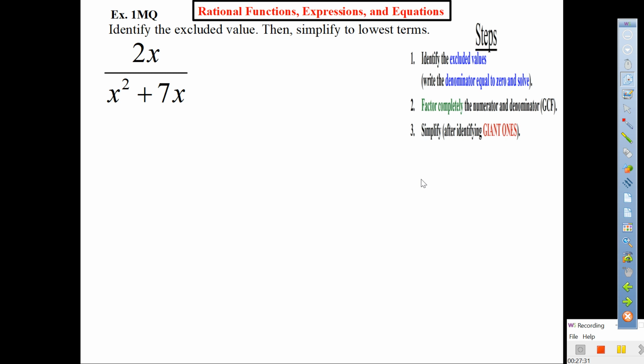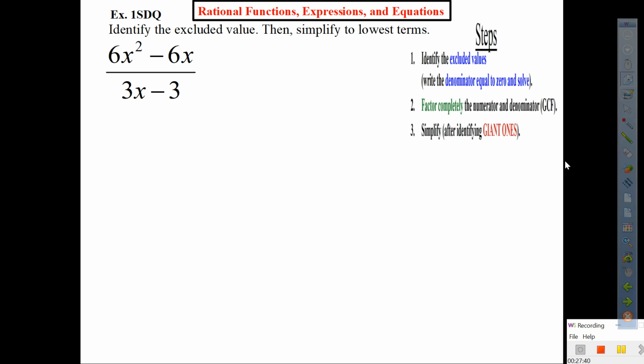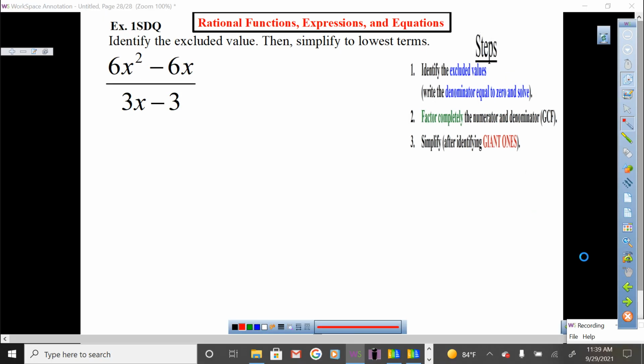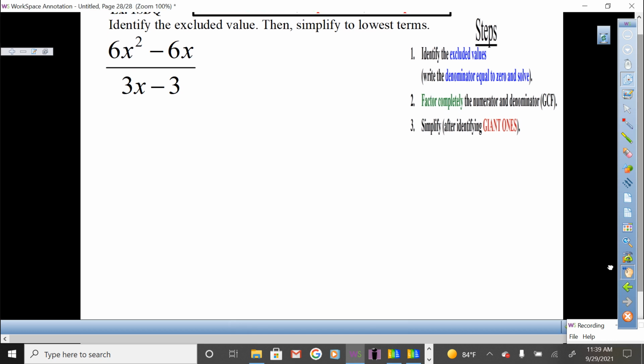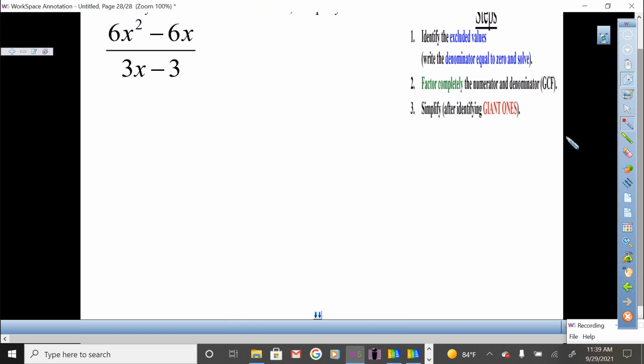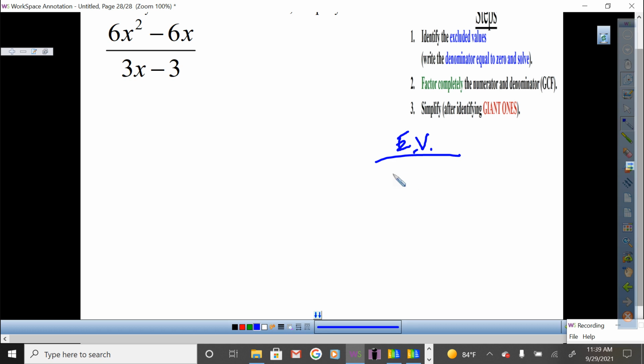Yeah, copy this one. Example 1 super duper cube. 6x squared minus 6x over 3x minus 3. The excluded value should be a piece of cake. And then I'll wait for you so we can do the simplification together. The excluded value. Help me with this one, Jessica. What do I write for the excluded value? Get me started.